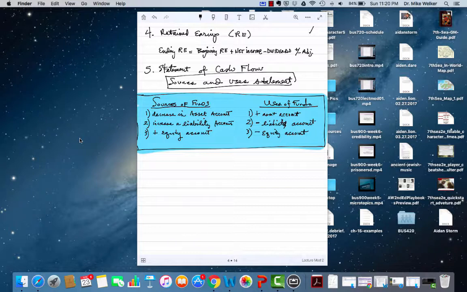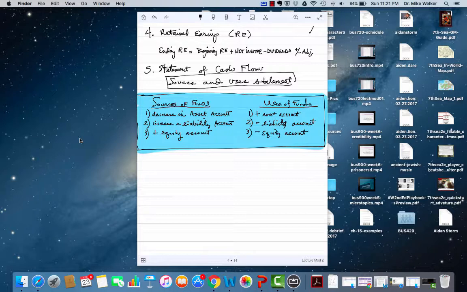So sources and uses have opposite signs with respect to the increases and the decreases of an asset, a liability, or an equity account. So all you have to do really is learn the sources side, for instance, and then just flip the sign for the uses side.